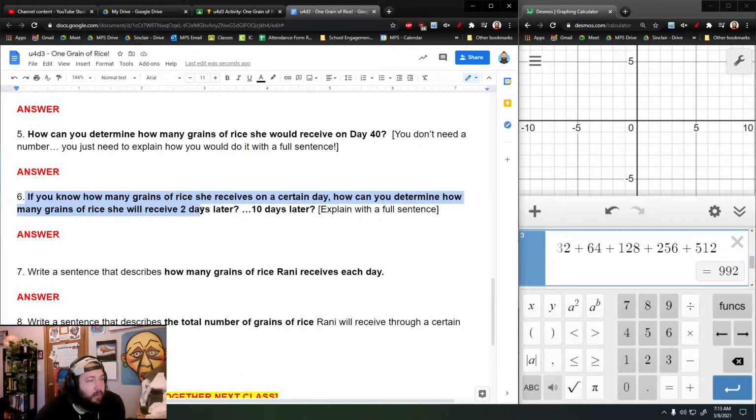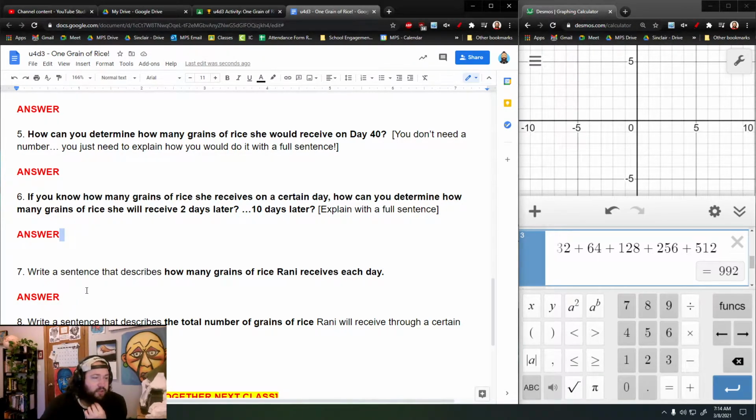If you know how many grains of rice she receives on a certain day, how can you determine how many grains of rice you will receive 2 days later or 10 days later? Explain with a full sentence. Okay, so I want you to do your best to answer here. Think about this. Are you really going to sit there doubling it, or is there a faster way? I don't know. Try and think about it. See what you can come up with.